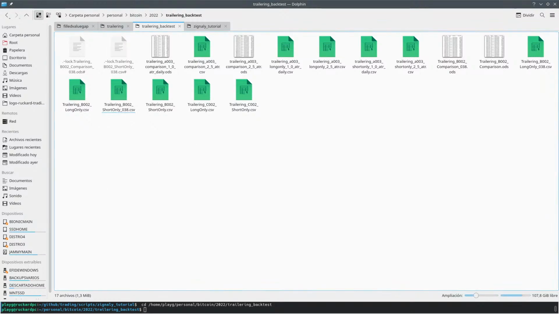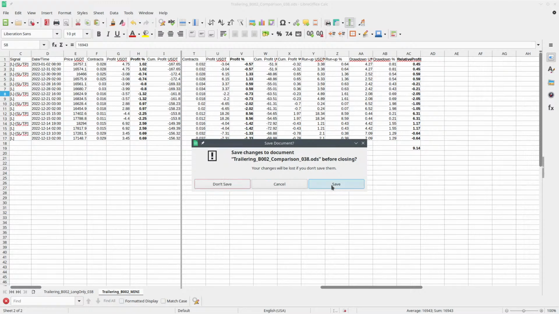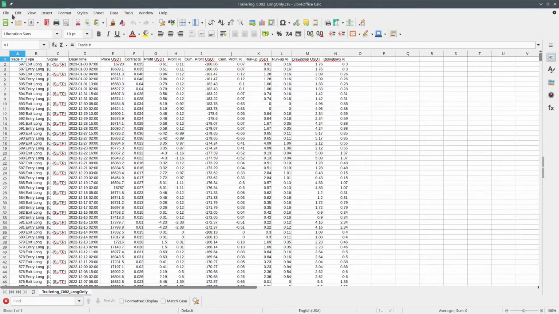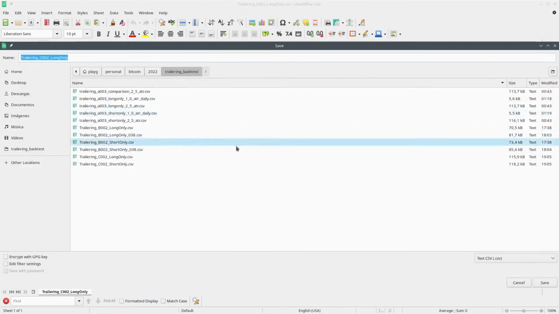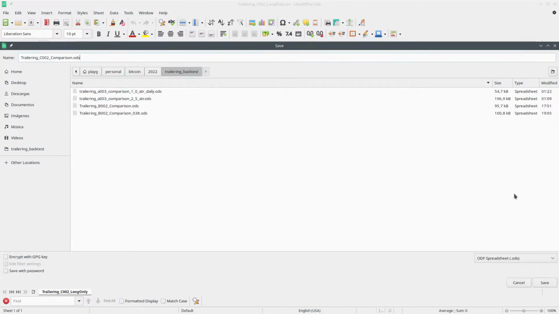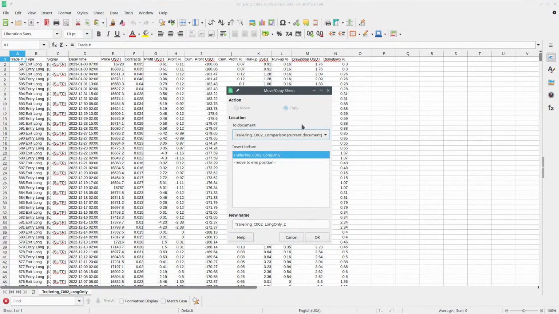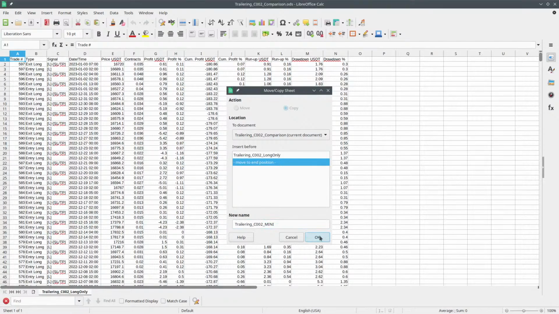Yeah, let's close whatever we had open here. Okay, let's save this. So this one here, let's open. Let's save this as comparison. But yes, which is here. Okay. Let's copy this at the end as min, because that's what we do here.